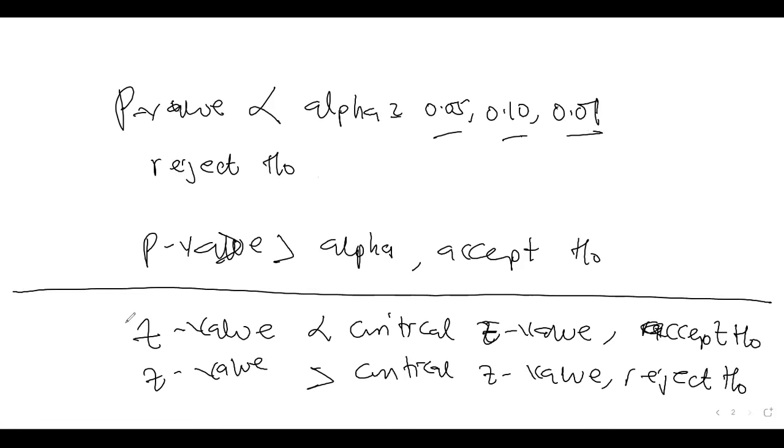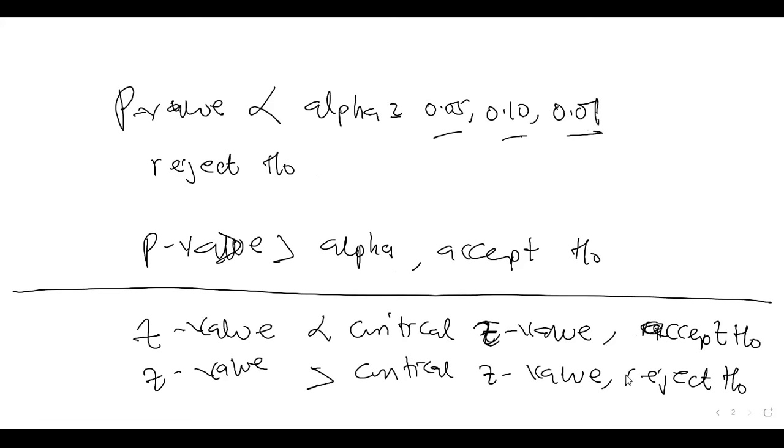On the other hand, when the z-value is less than the critical z-value, accept the null hypothesis. But when it is greater than the critical z-value, reject the null hypothesis. In simple terms, so that you don't draw a lot of curves.